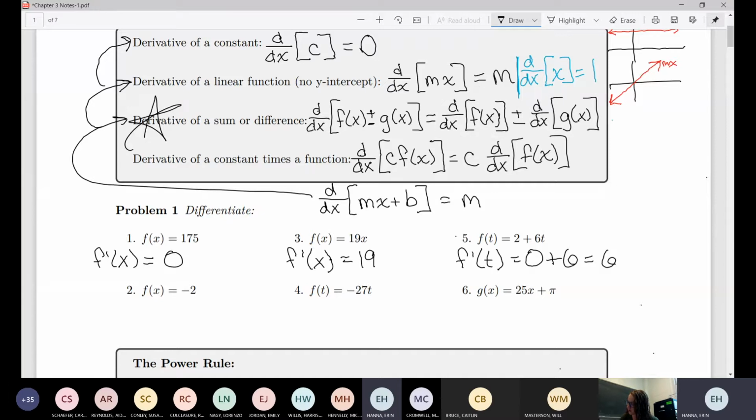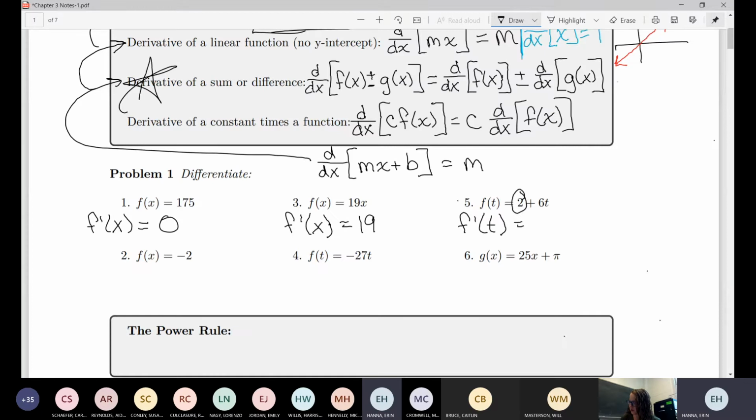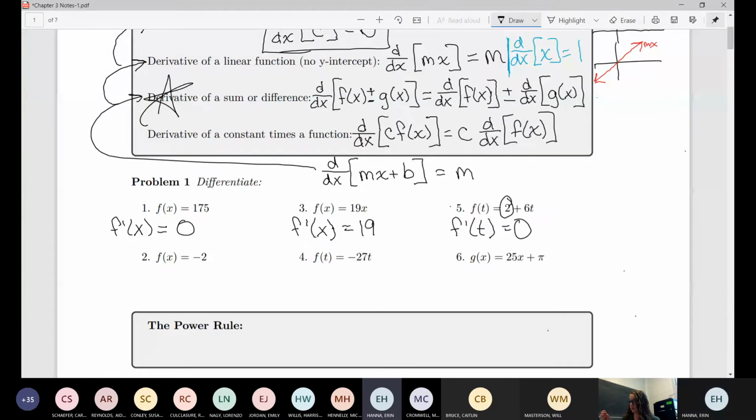So now let me just erase the whole thing. What's the derivative of 2? Notice there's no variable attached to that number. It's just 2. There's no t anywhere. Since it's a number completely by itself, we're in the constant case up here. So the derivative of a constant is 0, so the derivative of 2 gives us 0.